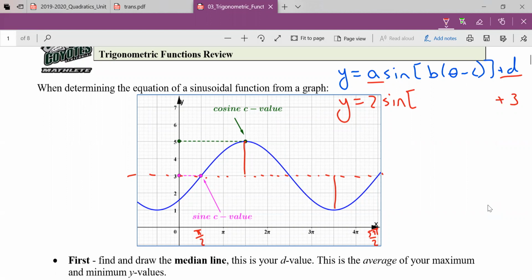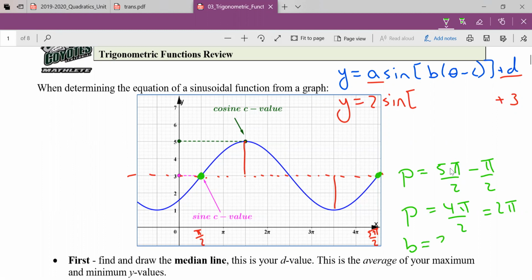On this one, I'm going to go midline intercept to midline intercept. So I'm going to look from here. This is where my sine graph is starting, quote unquote, and here's where it's ending, quote unquote. So what's my period? The period of this thing is going to be 5 pi over 2 minus pi over 2. The period is 4 pi over 2, which guess what, is just 2 pi. How does that help me with my B value? Well, B is 2 pi over P. So my B value is 1.